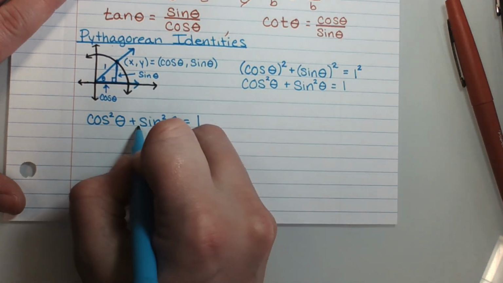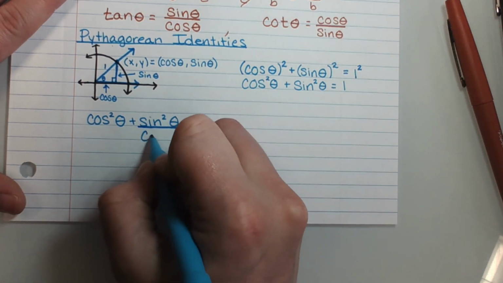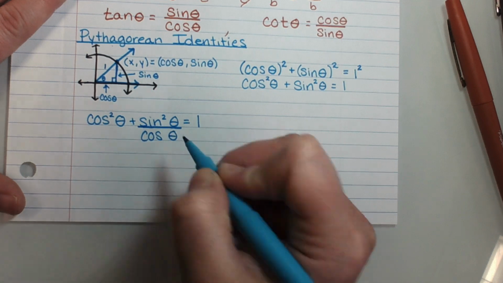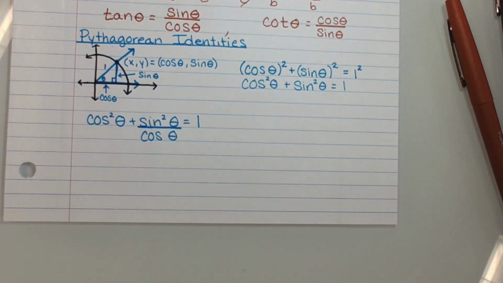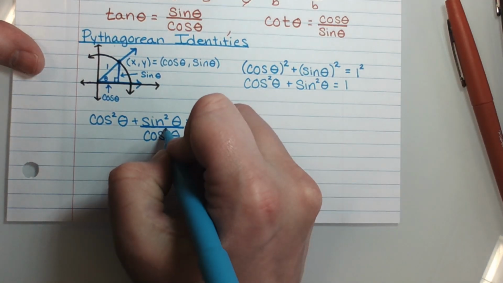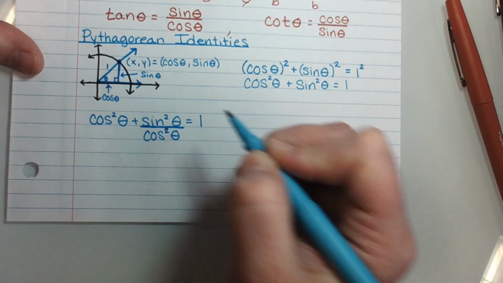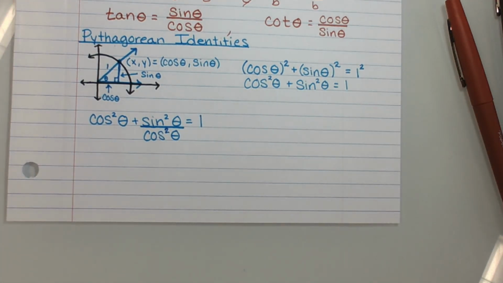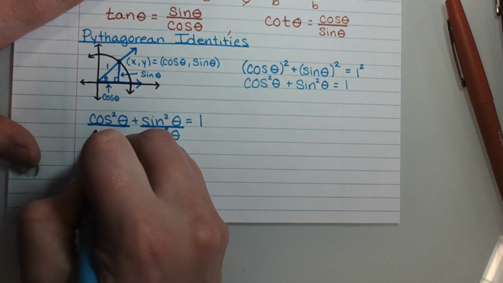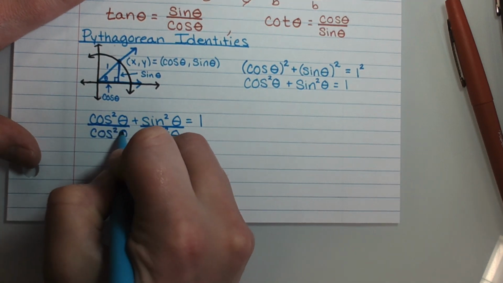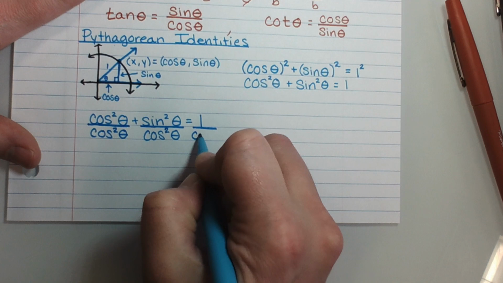But a couple things I have to keep in mind. First off, that sine is squared, which means I don't want to just divide by a regular cosine. I want to balance it. I want to divide not by cosine, but by cosine squared. And if you divide one thing in an equation, you must divide everything. So that means this is also getting divided by cosine squared, and this is also getting divided by cosine squared.